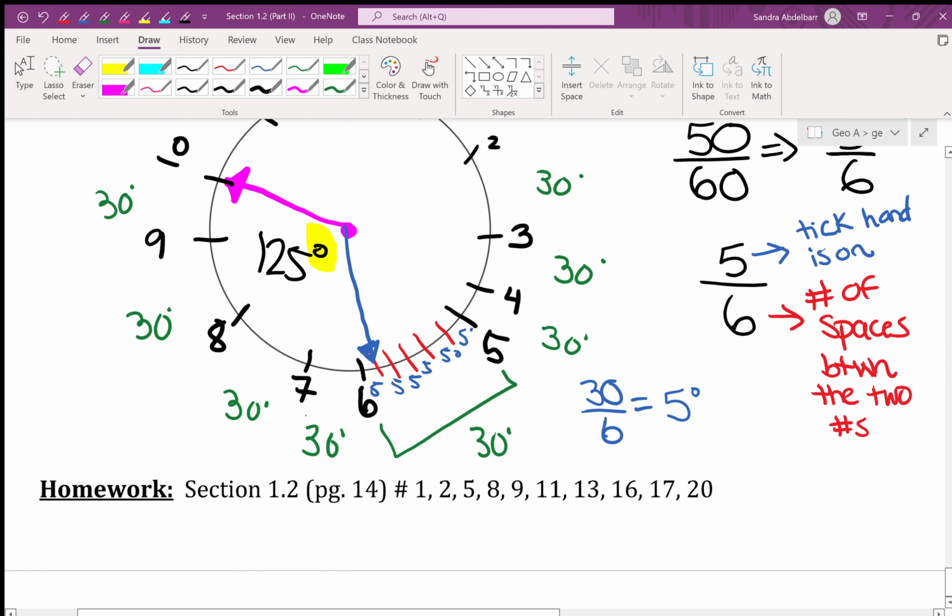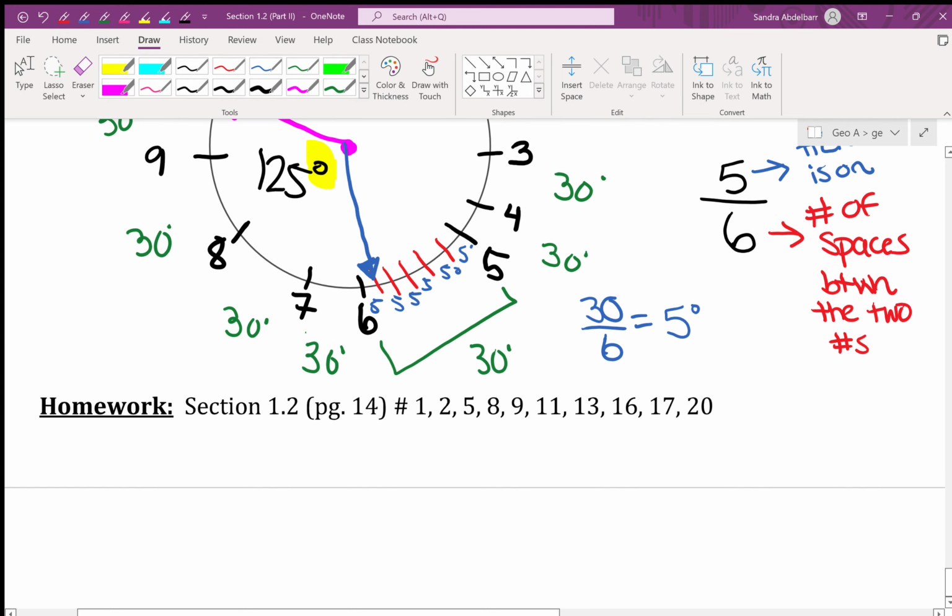Okay. All right, so that is the end of section 1.2. Now, this homework is not going to be assigned to you. It is optional, and you don't submit it. I don't need to see if you did it or not. I'm going to post the answer key to this homework in case you want to do extra problems. That's really the only purpose of this. Your only job is to study.